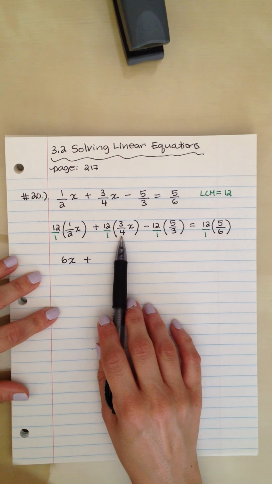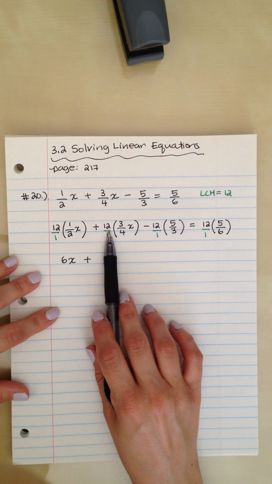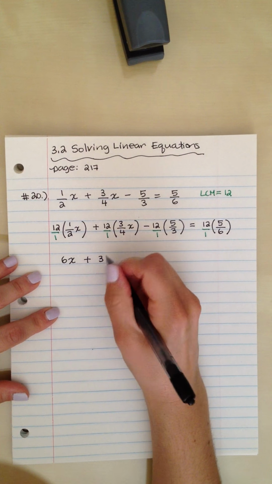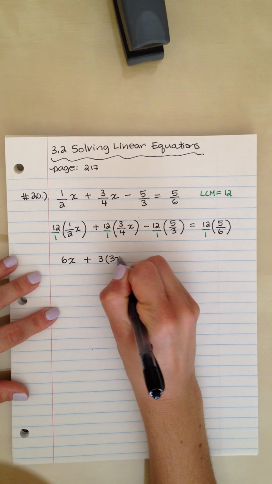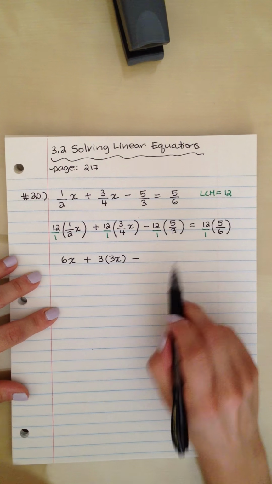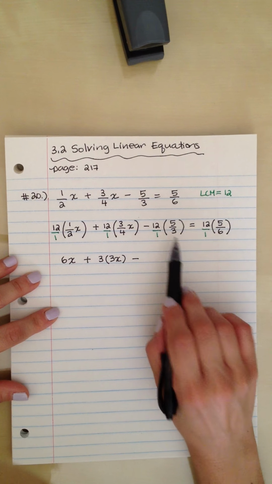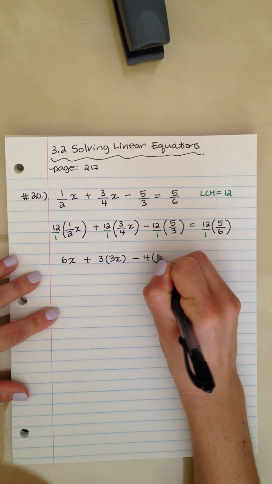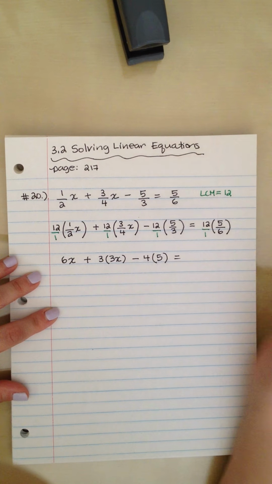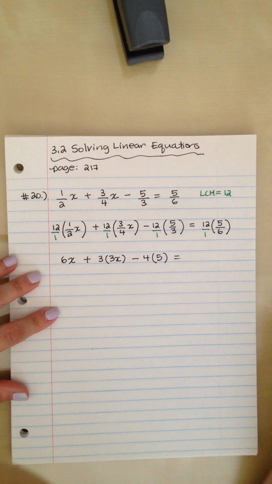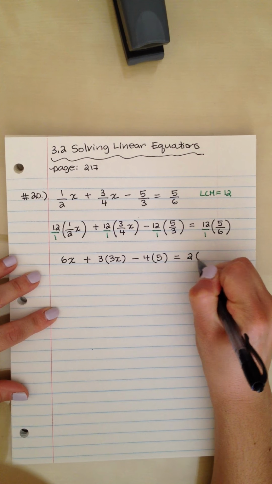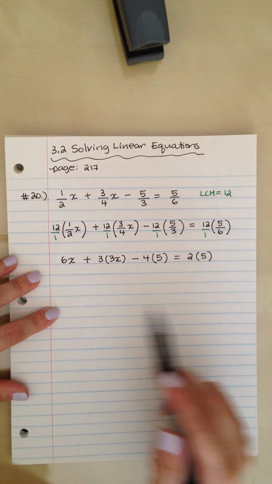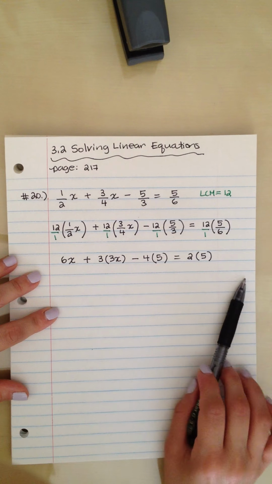I can reduce the 4 and the 12. That's going to reduce to 3. So we really have 3 times 3x. Minus 3 and 12 reduced to 4 times 5 equals 6 and 12 reduces to 2 times 5. Okay, so notice that we have cleared the fractions.